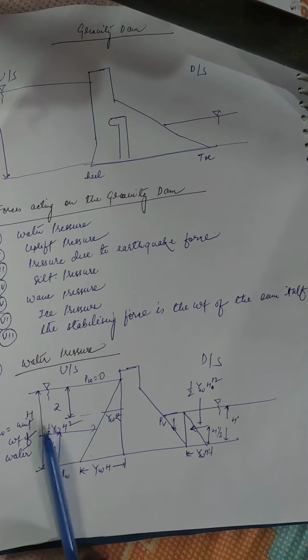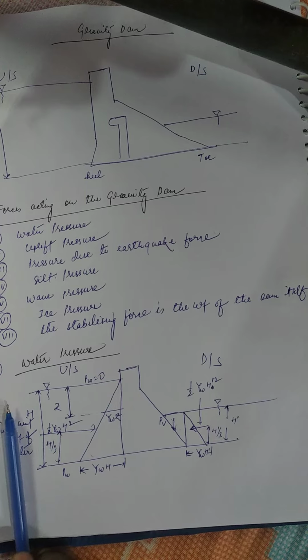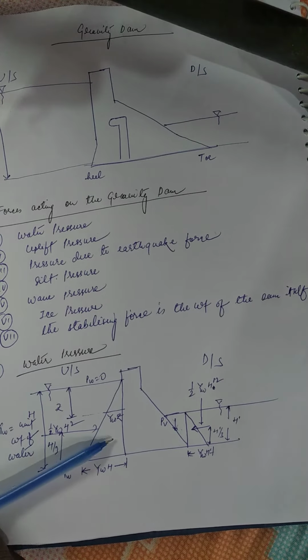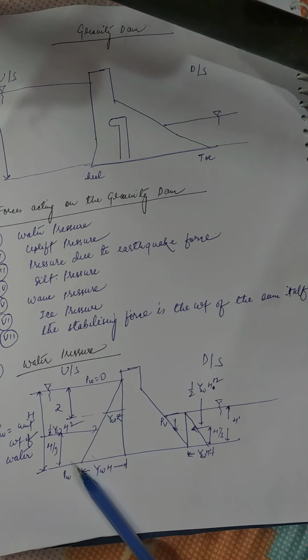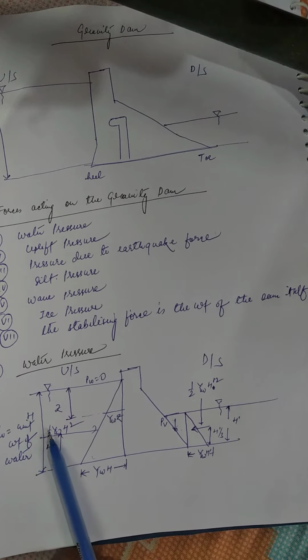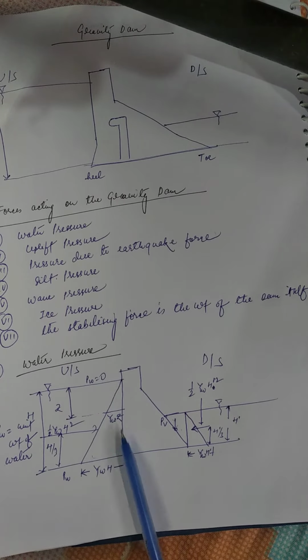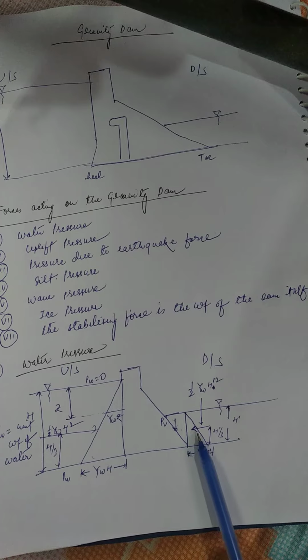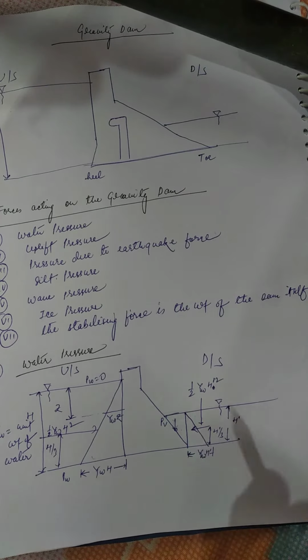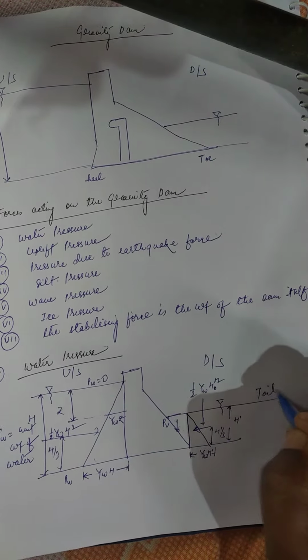Here the water is impounded over here. This will act in the horizontal direction. In this direction, the pressure variation will be linear. The intensity of the pressure, or total pressure, is equal to the area of this pressure diagram. This is a triangular shape, therefore it is half into gamma W into H into H, that is equal to half into gamma W into H square. Likewise we have calculated on the downstream side, which is called the tail water.